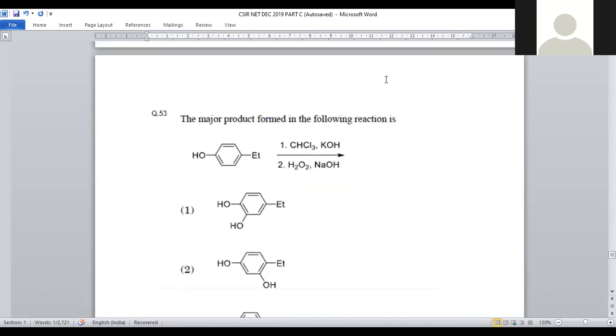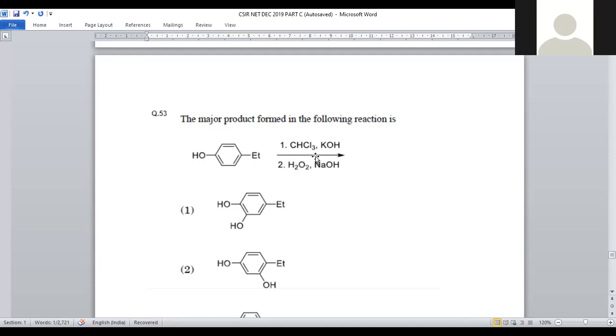Now let us move on to question number 53, where we need the major product formed in the following reaction. We have to deduce the product. It is a phenol, para-ethyl substituted phenol, treated with chloroform in the presence of potassium hydroxide. It is a characteristic reaction of aldehyde synthesis, called the Reimer-Tiemann reaction. Chloroform in combination with potassium hydroxide generally generates an aldehyde group at the ortho position with respect to hydroxy. So here the aldehyde group will be generated at the ortho position. Anyway, the para position is blocked by ethyl, so there is no option for para substitution.